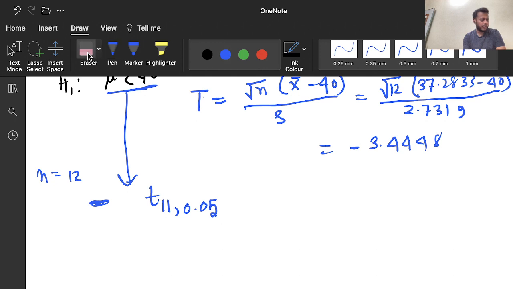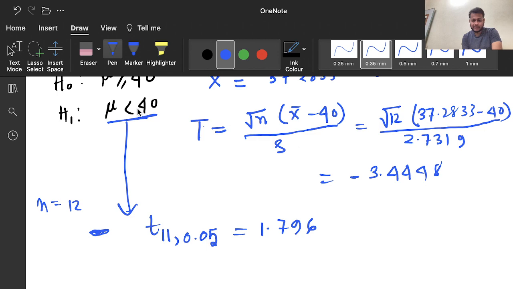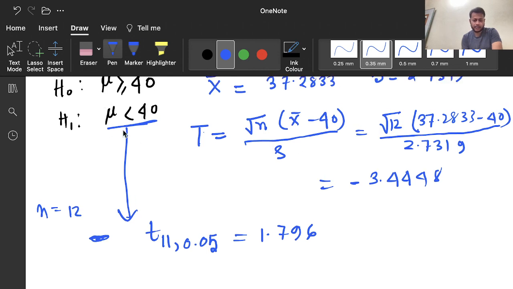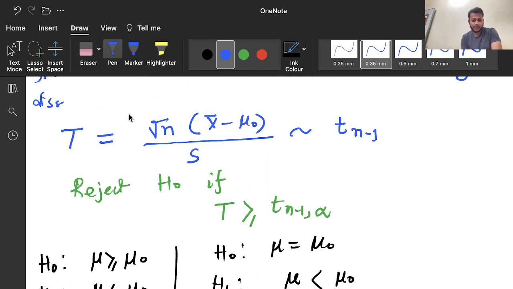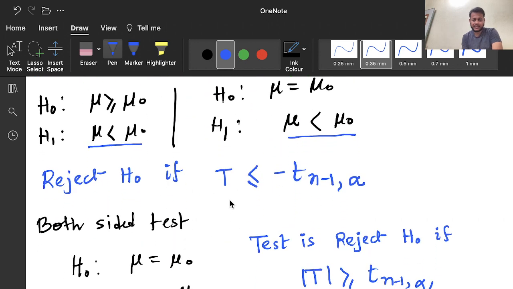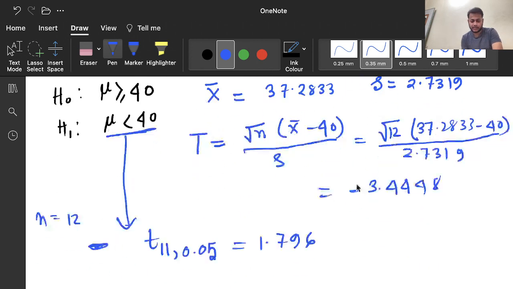We have to know these things: for 0.05, the value is 1.796. We already know that if the alternative is mu less than mu0, then the test is: if t is less than minus t(n-1, alpha), then we will reject.